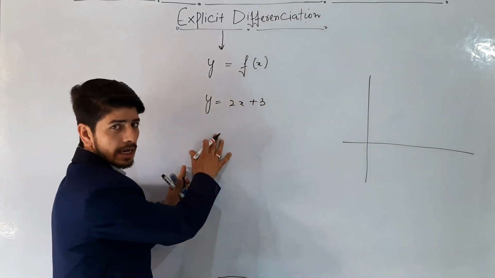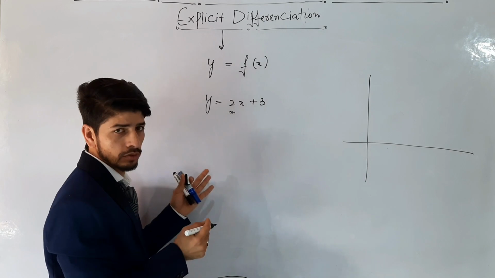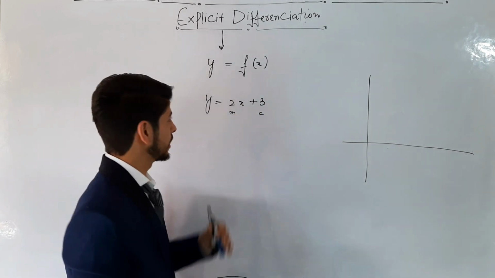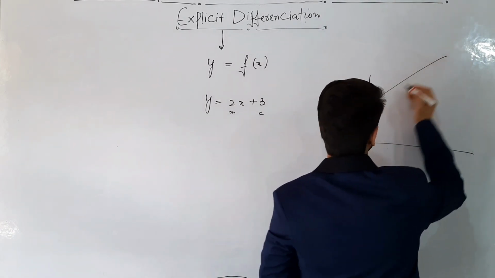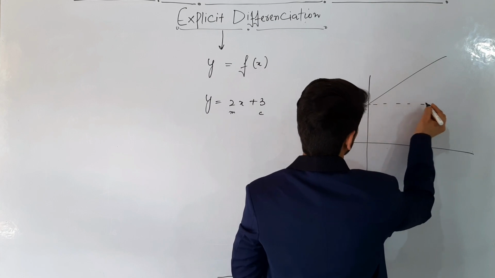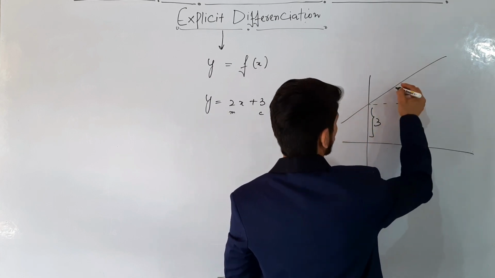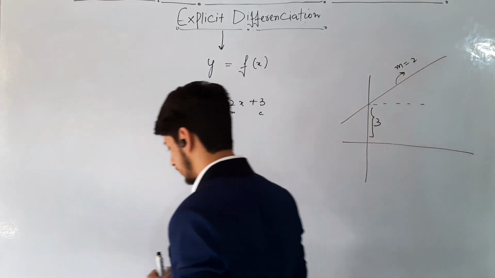what the graph of this function will be. You know that y equals slope, which is 2, and intercept, which is 3. This is the y-intercept, and the slope is positive, so it will be increasing. The graph will be like that. The intercept is 3, and the slope of this function is 2, which is increasing also.